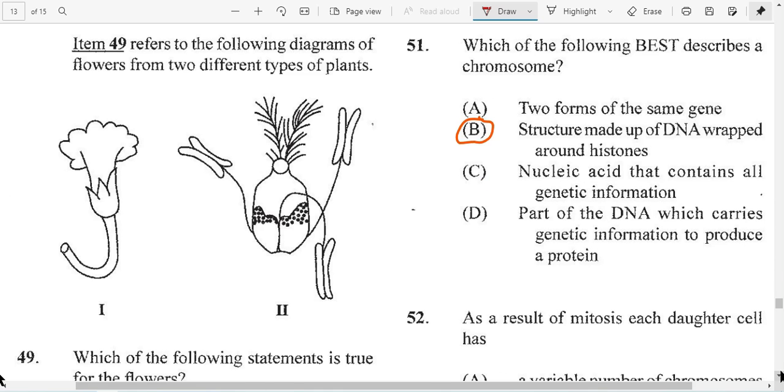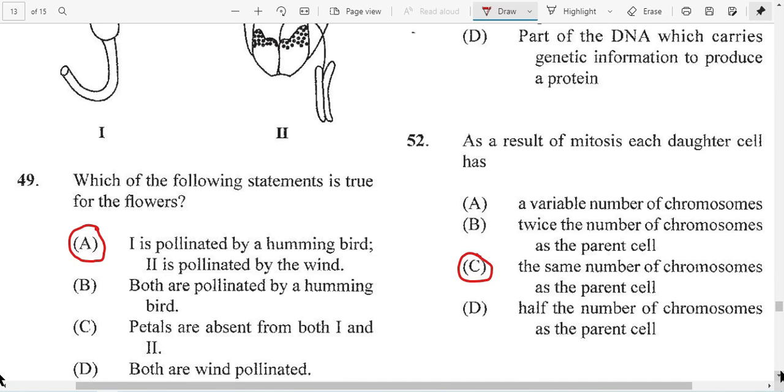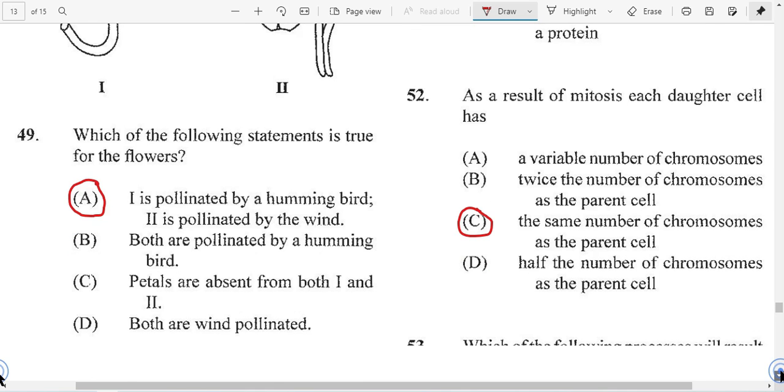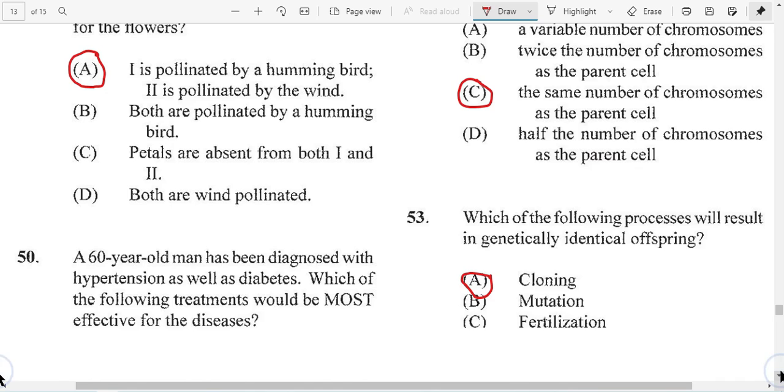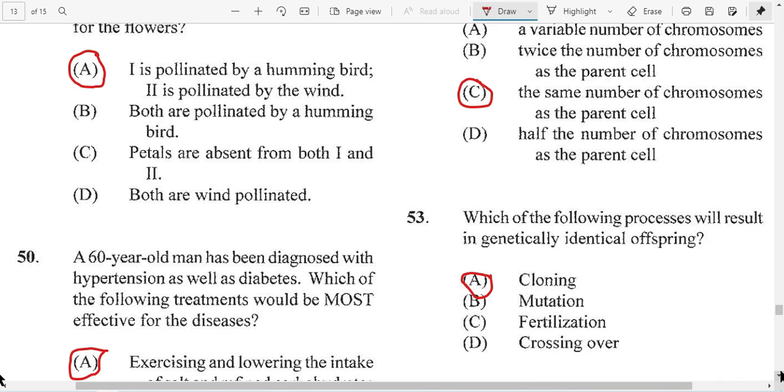52. As a result of mitosis, each daughter cell has, our answer here is C. Explanation. A variable number of chromosomes is out, twice the number of chromosomes is out, and half the number of chromosomes as the parent cell, that is going to be meiosis. So of course C is going to be the answer for 52. For 53, which of the following processes will result in genetically identical offspring? Cloning we chose, and the explanation: mutation will bring about variation, fertilization will bring about variation, and crossing over too will bring about variation. So our best answer here is A for 53.